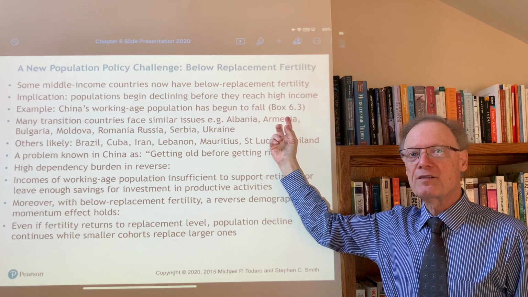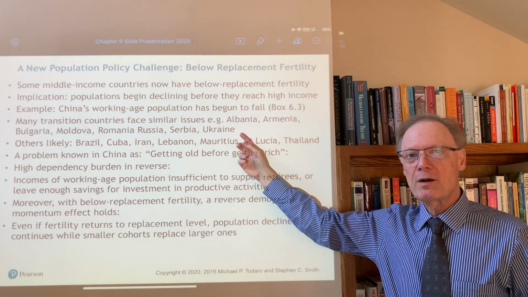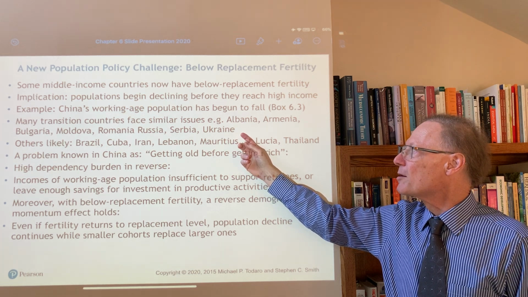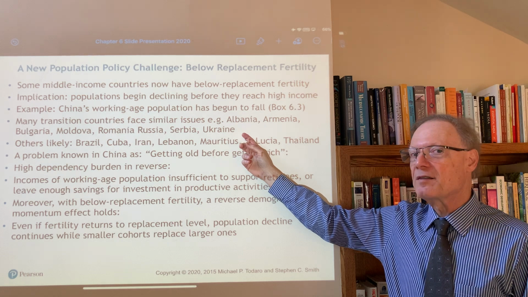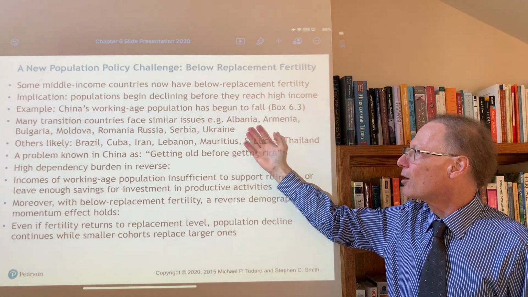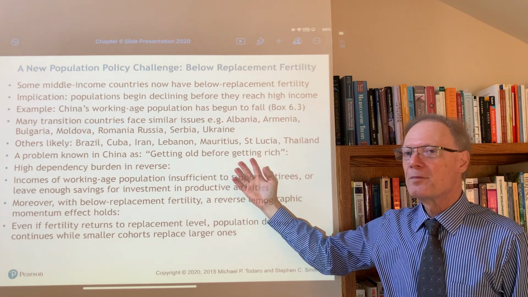That's described in box 6.3 in chapter 6. Transition countries, former Soviet sphere countries, include several middle income countries facing similar issues. Here's a list. It includes Russia itself, along with Moldova and Albania, Armenia, and some others.